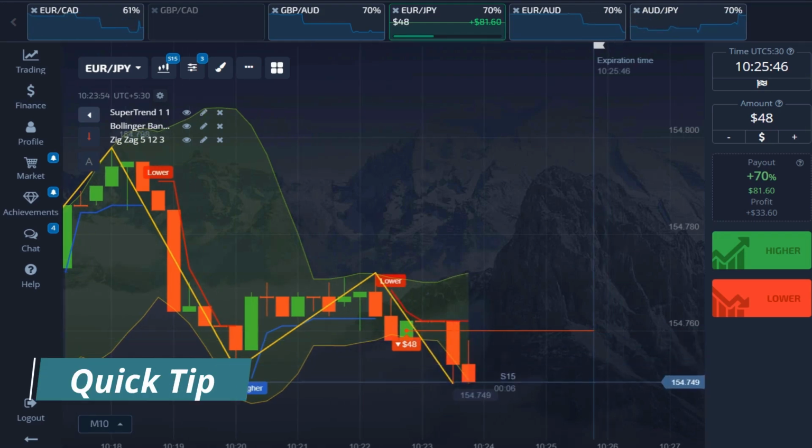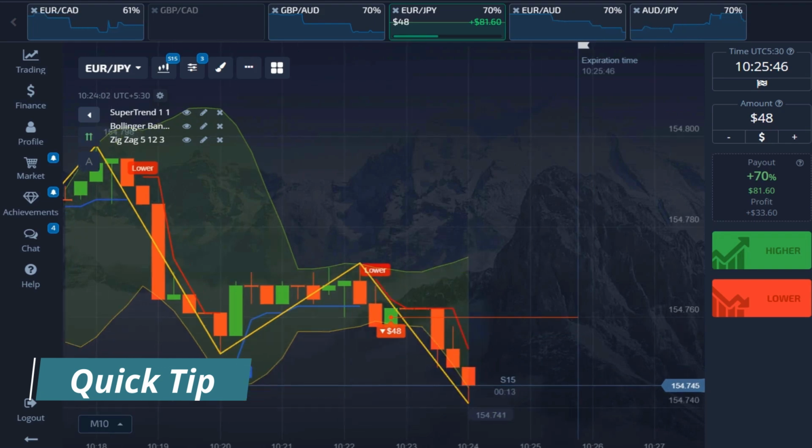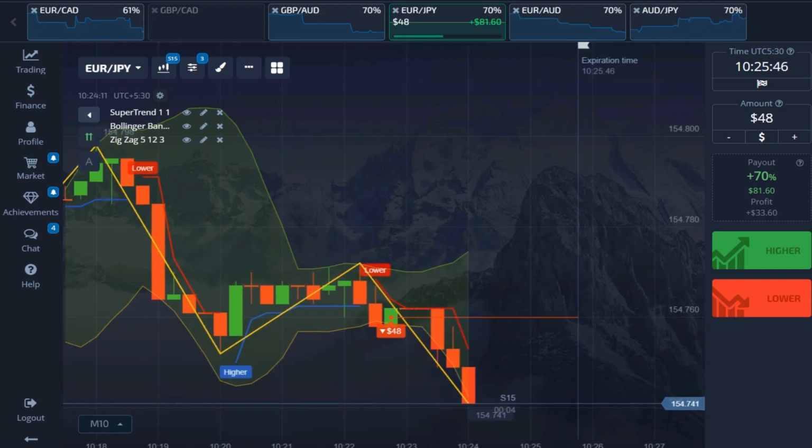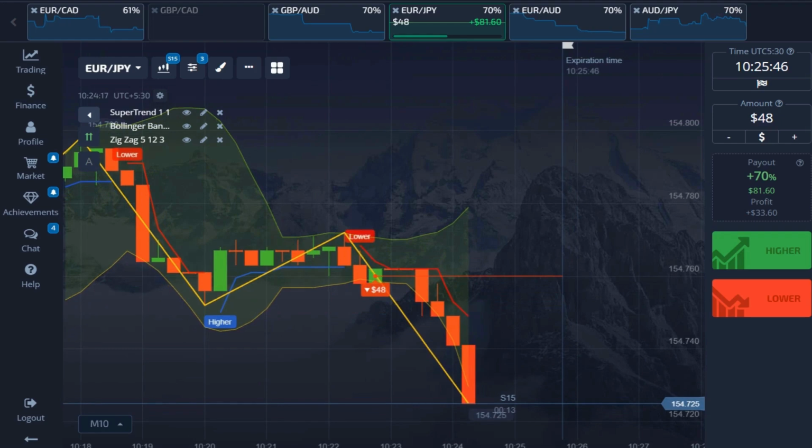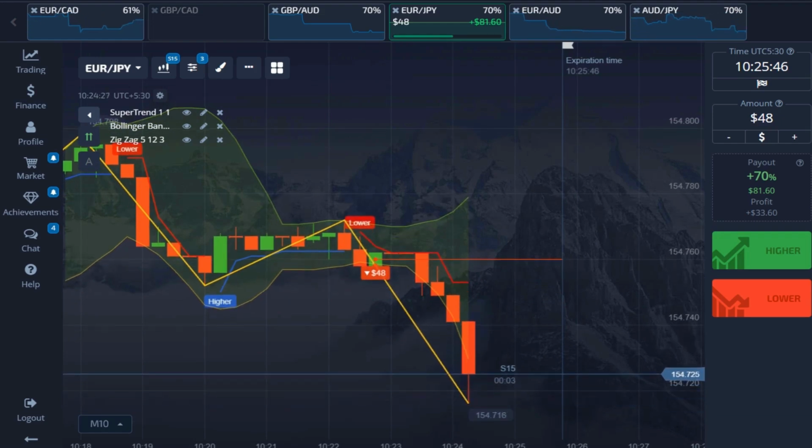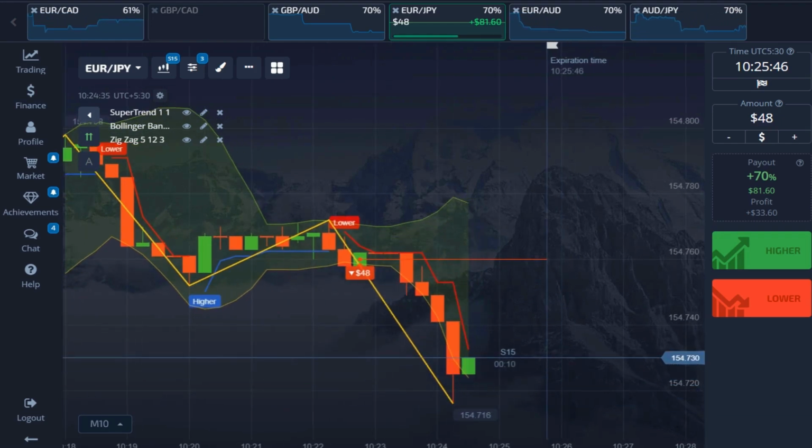Quick tip: always start by testing this strategy on a demo account. It's the best way to practice and perfect your skills before risking real money. Now, let's see how this trade unfolds. Profit or loss? Stick around to find out.